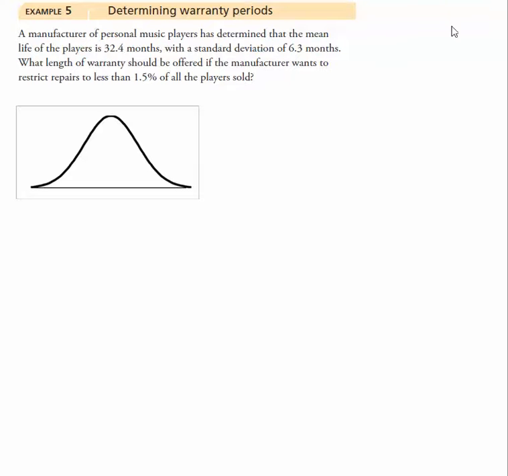Now, if we go to our curve, and again, I would like you to make a bell-shaped curve if you don't have one. It helps you in answering the question and gives you something visual to look at. Just move that here so it should be in the middle. And remember, the curve represents, in this case, 100% of all music players produced.